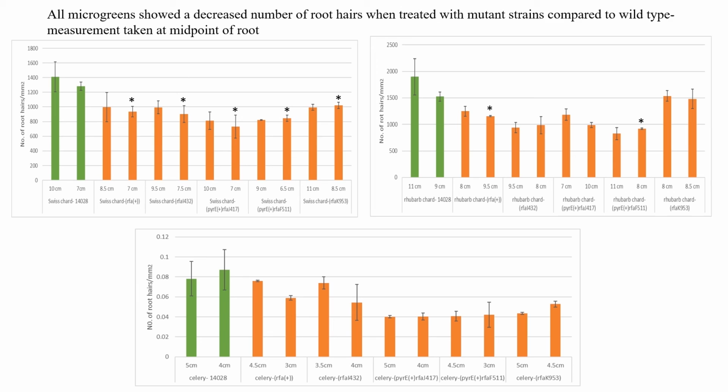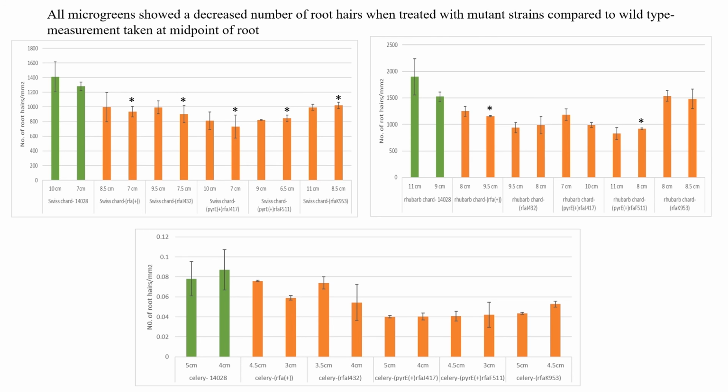Here, the microgreens showed a decreased number of root hairs when treated with mutant strains compared to wild type. The graph shows here the green bar is control and the orange bar is treated with Salmonella mutants. So the Salmonella is mutated in the genes that affect only the LPS here. To conclude, Swiss chard shows some significant results, whereas a little bit less in rhubarb chard. But interestingly, there is no significant result in celery.